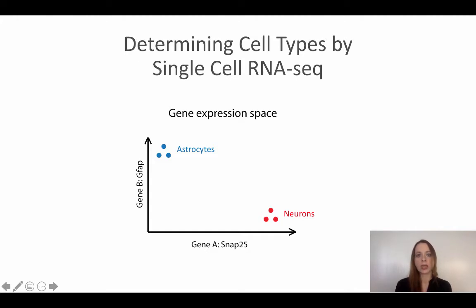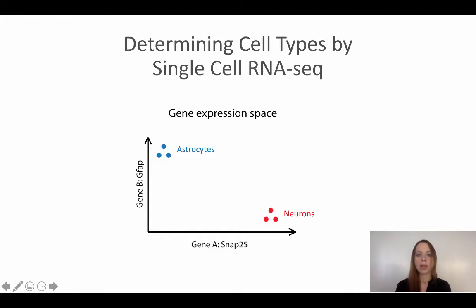So these two cell classes are clearly different, and we can differentiate those based on only two genes. A neuronal marker, SNAP25, that is expressed in neurons but not in astrocytes, and astrocytic marker GFAP, that is a gene that is expressed in astrocytes but not in neurons. And when we look at those cell classes in a two-dimensional gene expression space, we can find that these cells form two clearly distinct clusters or communities.